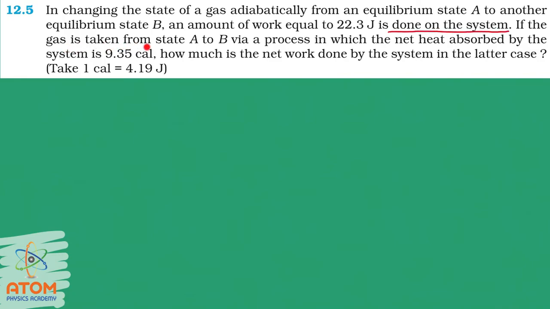If the gas is taken from state A to B via a process in which the net heat absorbed by the system is 9.35 calorie, then how much is the work done by the system in the latter case? Take 1 calorie is equal to 4.19 joule. Here also we have to underline that this work is done by the system. The initial work was done on the system and next the work is done by the system.